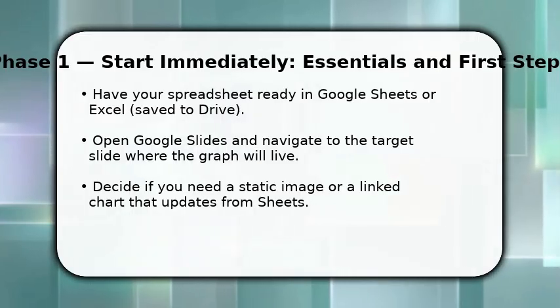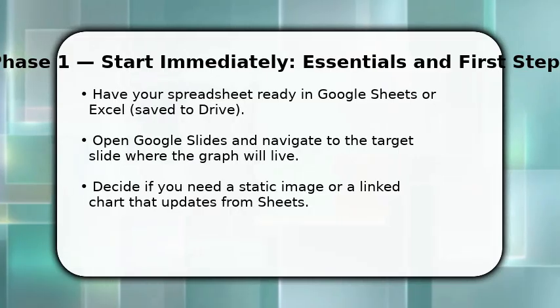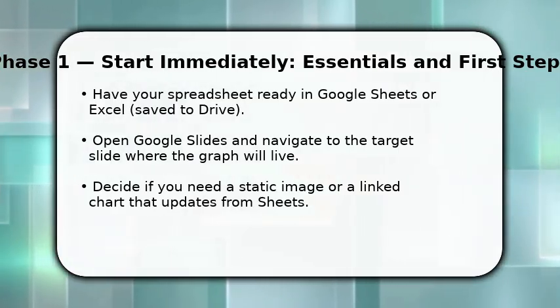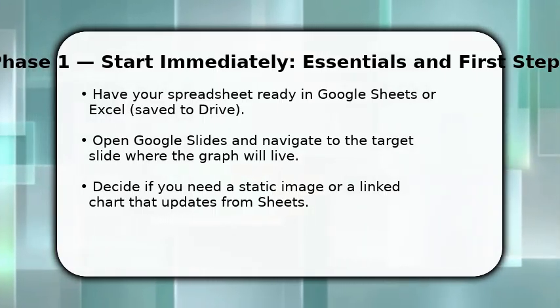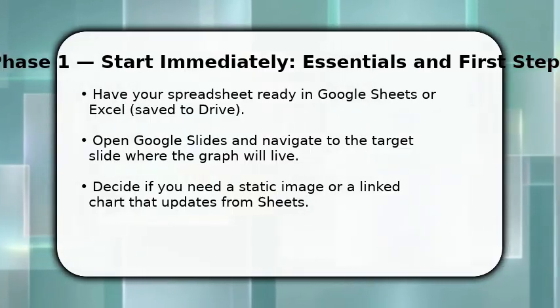Start by getting your data into Google Sheets. You want clean rows and labeled columns. You open the slides deck and select the slide where the chart belongs. Once done, choose Insert Chart or copy a chart from Sheets. This gives you either a linked chart that updates when the sheet changes or a pasted static image.